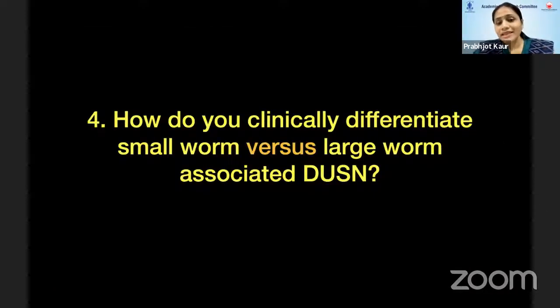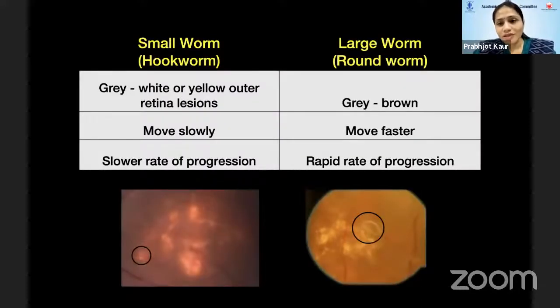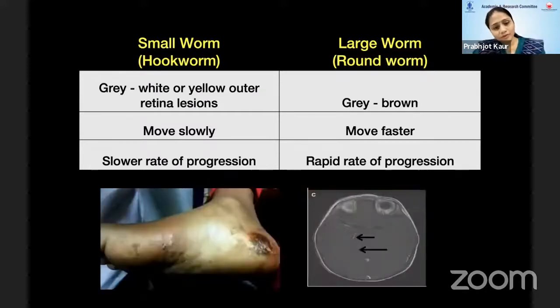So how do you clinically differentiate whether the DUSN that we are seeing is caused by a small worm or a large worm? Here are a few tips and tricks. In small worm disease, the lesions are usually grayish-white or yellowish outer retinal lesions. As the worm moves slowly, the rate of progression is also slower, as against the large worm disease, where the lesions are grayish-brown in color, and as the worm moves faster, the rate of progression is also rapid.